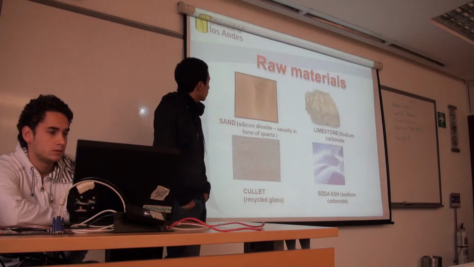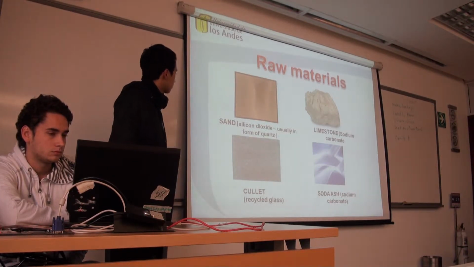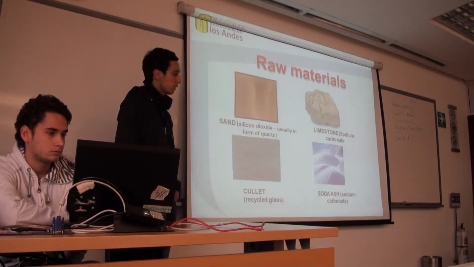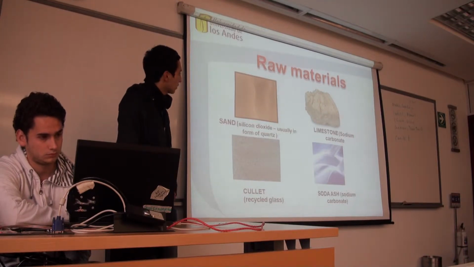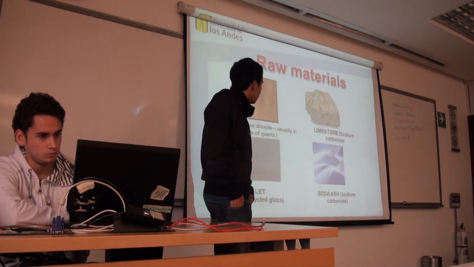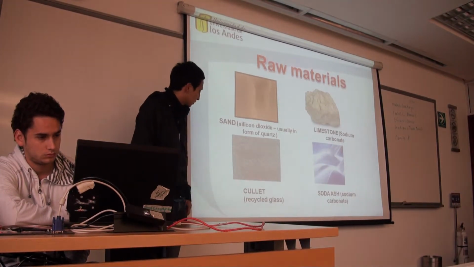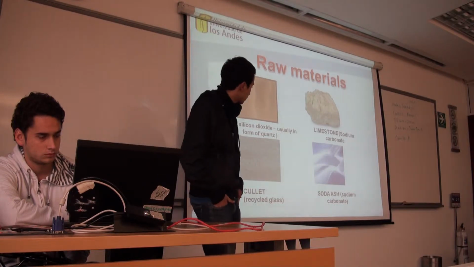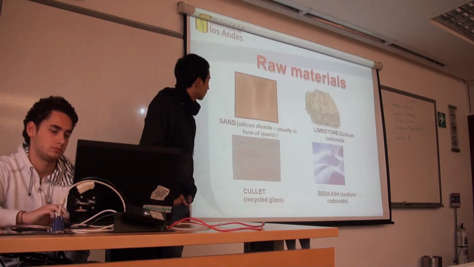About the raw materials, we have four main materials. First we have the sand, that is silicon dioxide. Usually it is found in the form of quartz. Then the limestone. The cullet, that is the recycled glass that I told you about before. The soda ash, that is sodium carbonate.